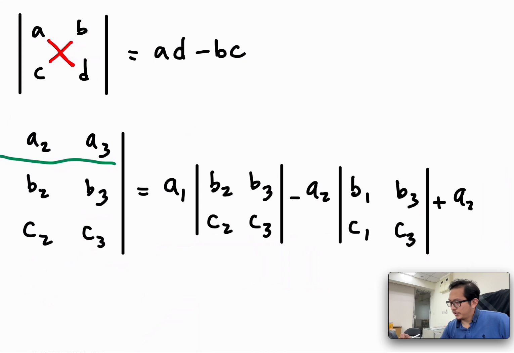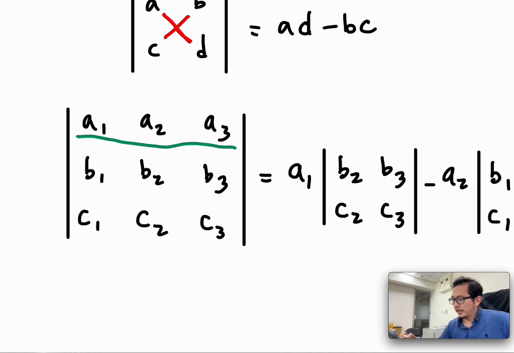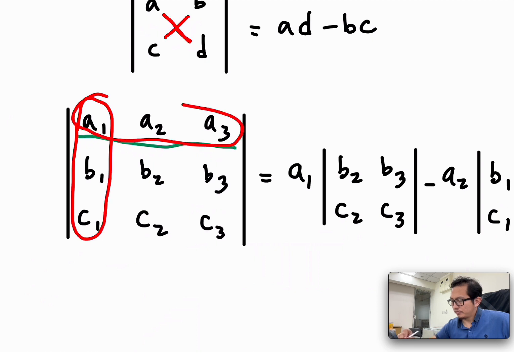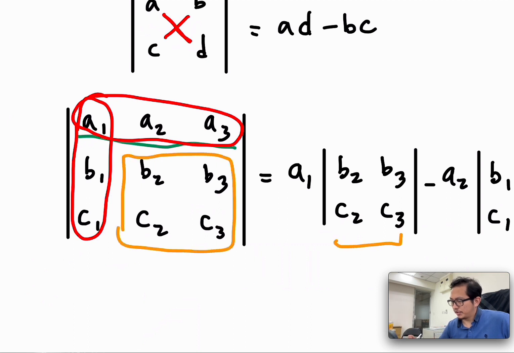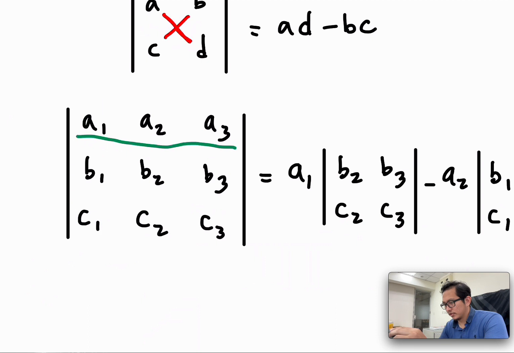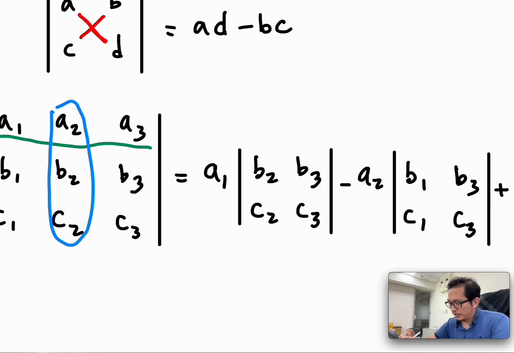And then this is plus A3 times the determinant of B1, B2, C1, C2. How to get all of this is basically, look at A1, first column, first row. We are left with this, right? Which is perfectly the determinant here. Now let's do the same thing with the second one. This is A2, so this will be the left one, B1, C1, B3, C3, right?